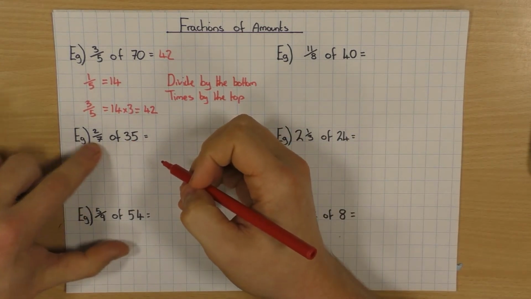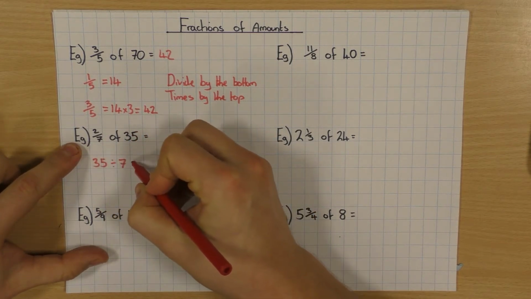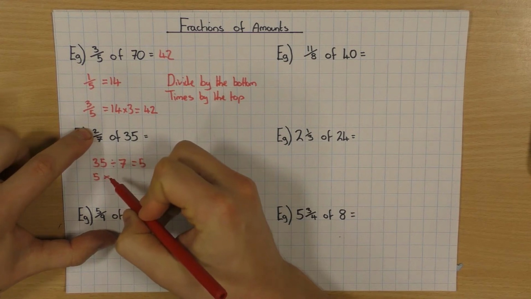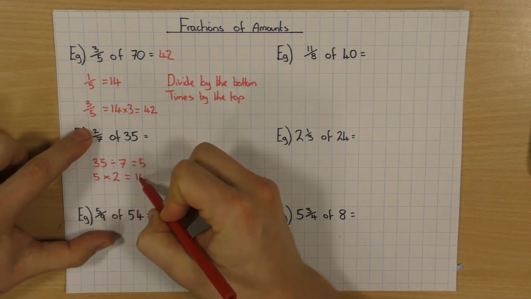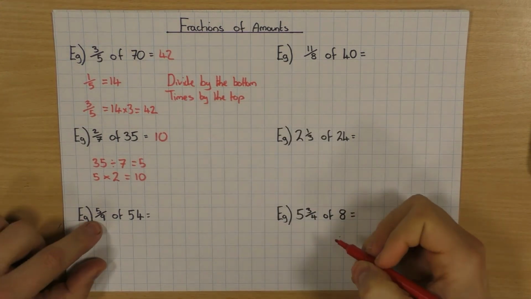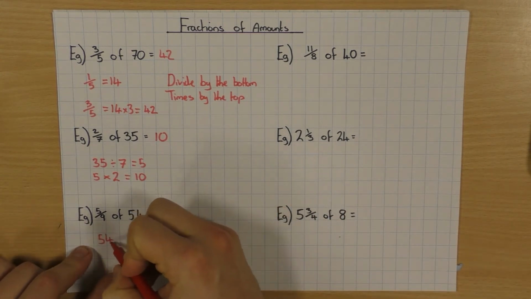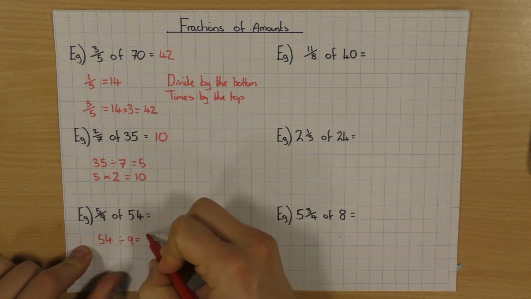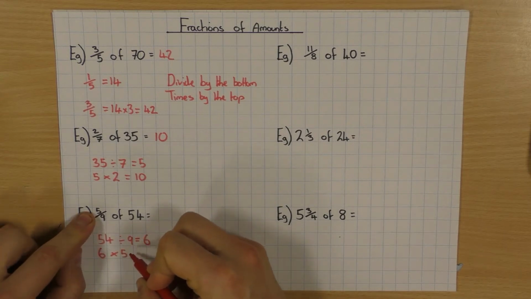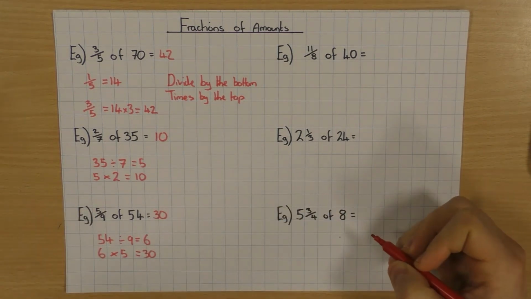So I'm going to divide 35 by 7, divide by the bottom number, so 35 divided by 7 gives me 5, then times by the top, so 5 times, in this case 2, because 2/7, which gives me 10. So the answer there, 2/7 of 35 is 10. This one here, exactly the same thing. I've got 54, I'm going to divide it by the bottom number, so 54 divided by 9 is 6, then 6 times by the top number, which in this case is 5, so 6 times 5 is 30. So there we go, easy peasy.